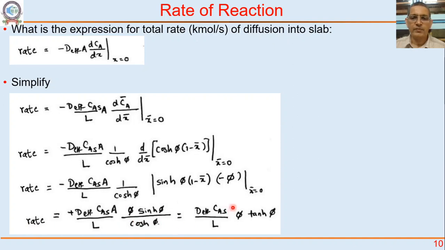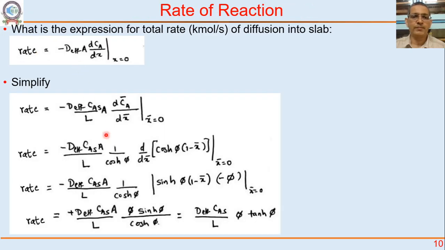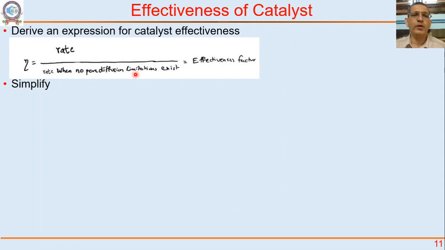Now if there was no diffusion limitation, concentration everywhere would have been equal to C_AS. What would have been the total rate in that case? This rate is what we have got here. I want you to divide by the rate where no pore diffusion limitation exists, meaning concentration everywhere is equal to C_AS. We can call that the effectiveness factor, how effective the catalyst is. We'll do all these calculations, then it will become clear.